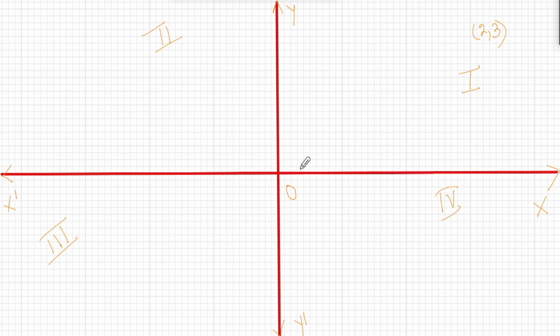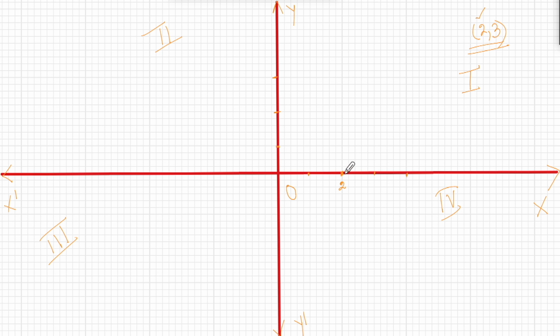So if we consider 5 squares as one unit, so this is the position of 1, this is the position of 2, this is the position of 3, this is the position of 4 in the x-axis. In the y-axis also, this is 1, then this is 2, this is 3, right? So in order to plot 2, 3, in the x-axis we have to count 2 units to the positive side. So this is the positive x-axis. So here this is the position of 1 and this is the position of 2.